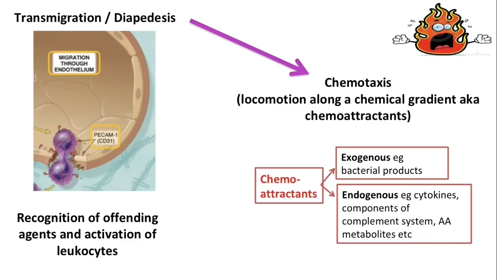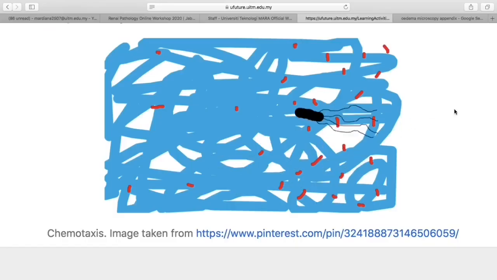The process of chemotaxis will bring the leukocytes towards the site of injury, where they will recognize the offending agents and they will be activated to perform their subsequent function. So this is what chemotaxis looks like. These red dots or lines represent the chemoattractants, and you can see that this is a leukocyte which tends to be attracted and move towards the site of the highest gradient of the chemoattractants.